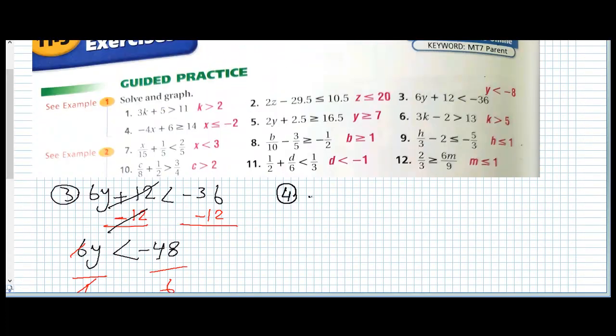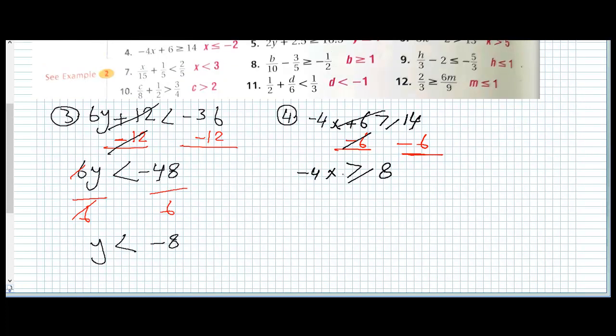Question 4. We have negative 4x plus 6 bigger than or equal to 13. Okay, what is our first step? Our first step is to subtract 6 from both sides. Negative 4x will be the same. 6 will go out with 6. It is bigger than or equal to 14 minus 6, which will be 8.